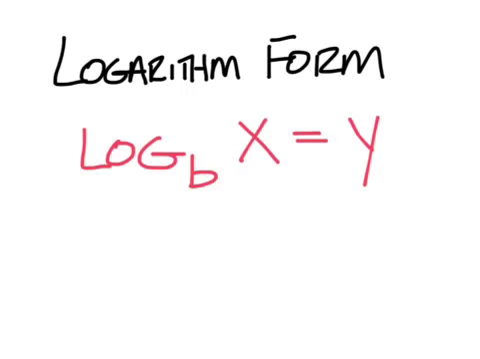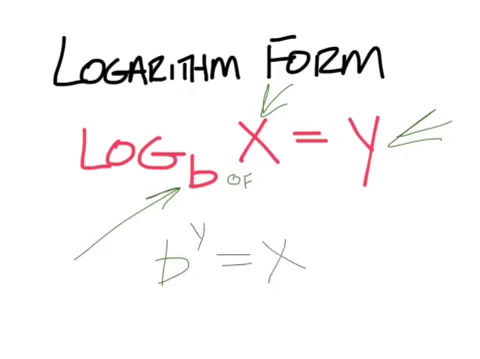This is logarithm form. Log base b of, always say the word of in between there, x equals y. Remember, it was b to the y power equals x in the exponent form. You use the same components except you put them in different spots for logarithm form. Log base b of x equals y. If you can remember those two forms, then you have a 50% greater chance of doing well for this unit.